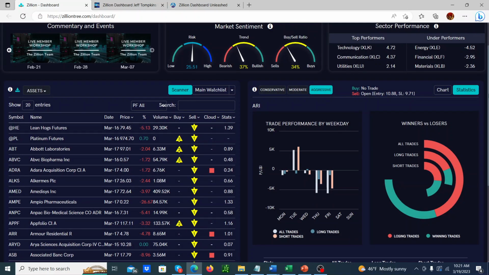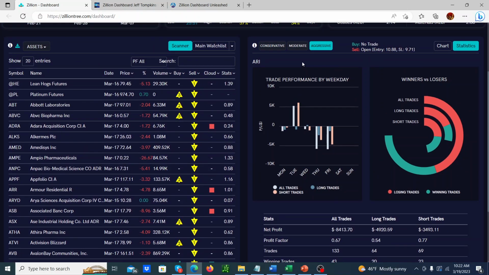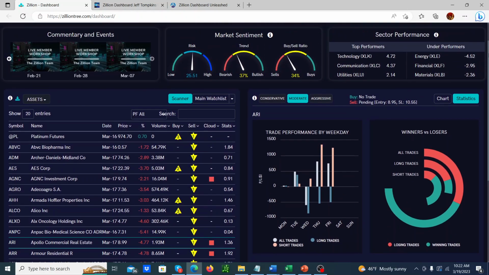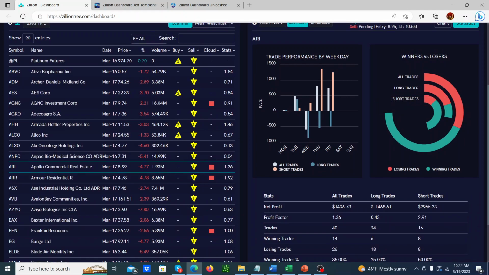So here's the aggressive one. The aggressive one also doesn't work particularly well from the backtesting either. So for this particular one, moderate seems to be about right. And the way the filtering works here has to do with the cloud. So you'll notice we have these cloud signals.